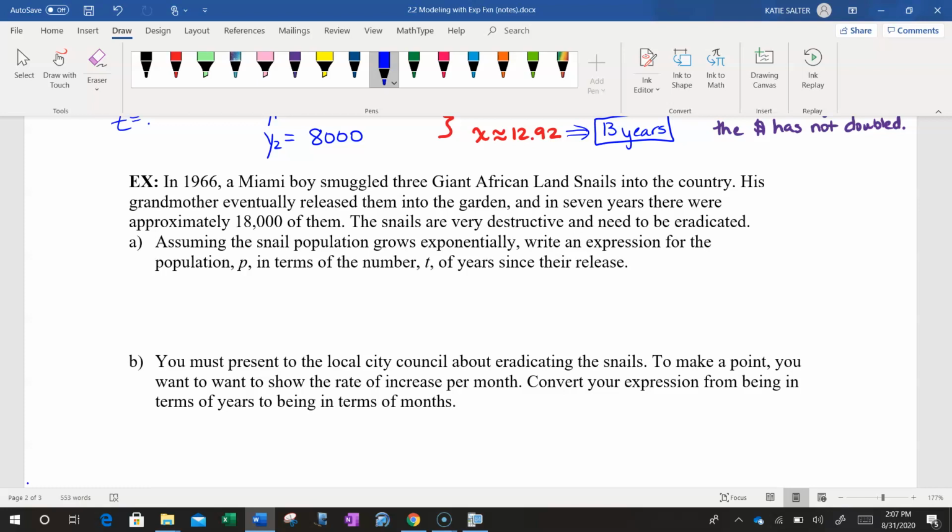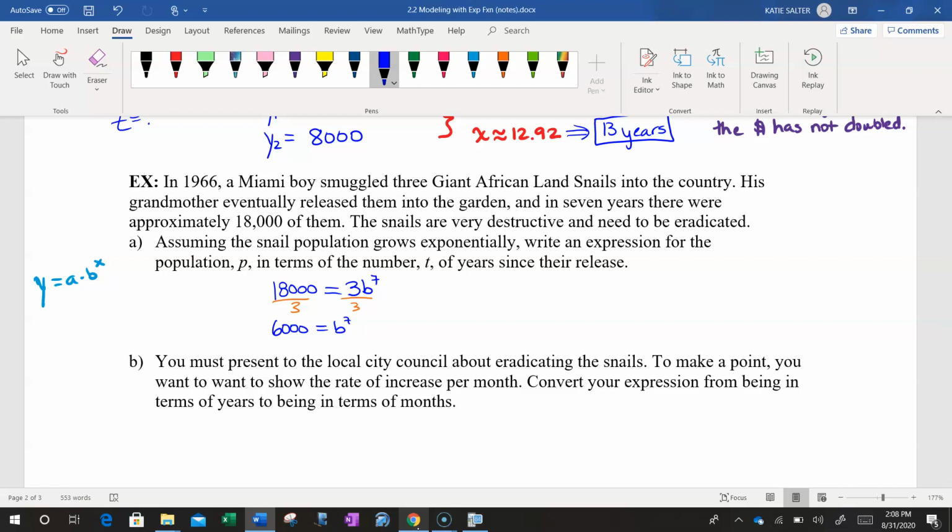Okay. So what we have to do for this one is kind of go back to our basic formula of y equals a times b to the x. We know that he initially had 3 of these snails. He now has 18,000 of them. We don't know what the base is, but we know that 7 years has elapsed. And so if we substitute that in and solve for the base, we can write the function and kind of see what's happening here. So the first step is we would divide each side by 3, and we get 6,000 is equal to b to the 7th power.